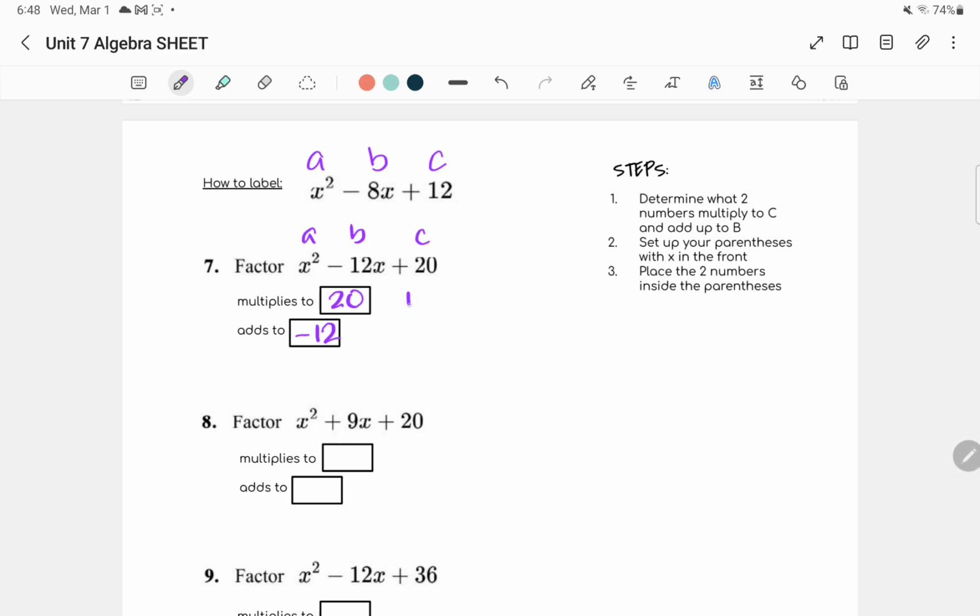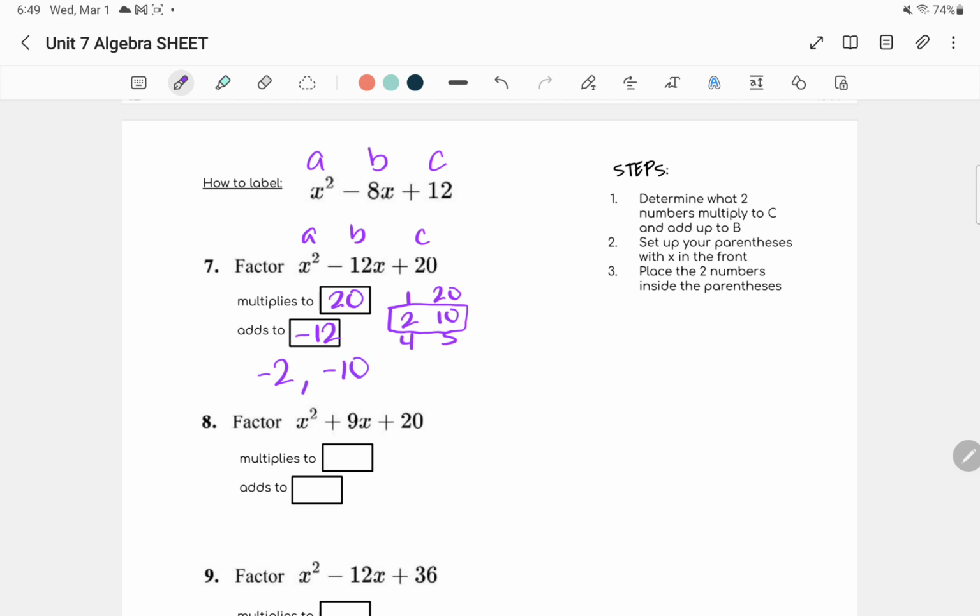So we can list 1 and 20. That's not it. 2 and 10. That's not it. Can't divide it by 3. 4 and 5. That's not it. Oh, wait, sorry. 2 and 10 is it. So that would be this one. My apologies. So that would be -2 and -10.